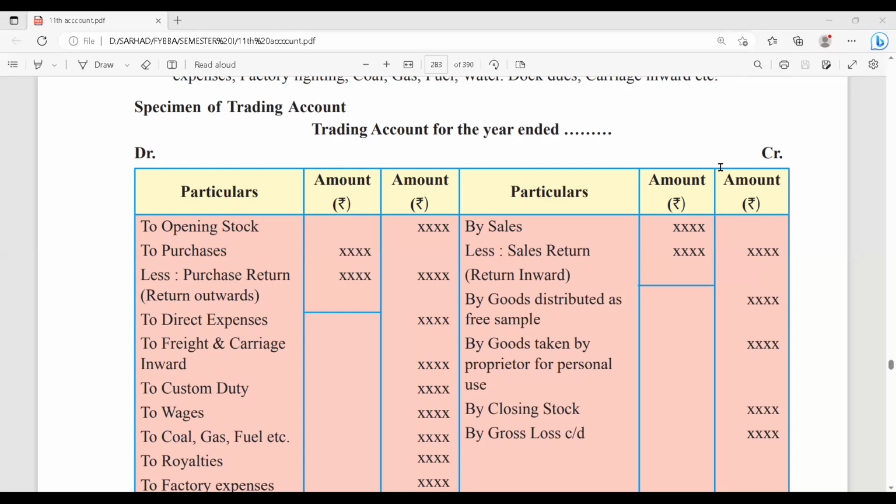And adjustment effects are given on two sides. So you have to remember this. Again, there is one more thing to tell.